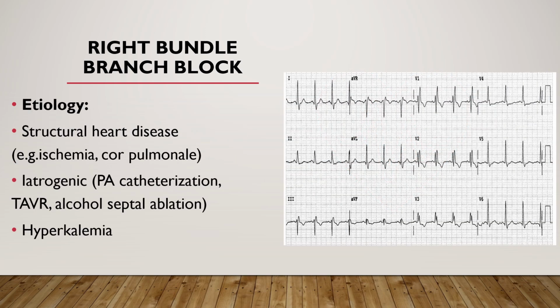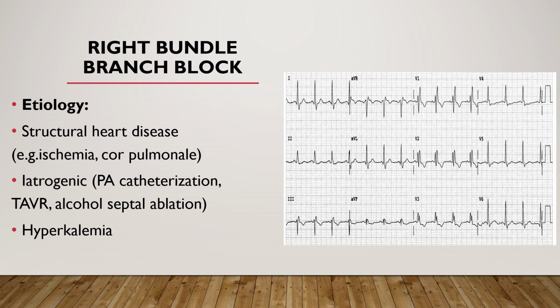What about the etiology of right bundle branch block? Think about structural heart disease, such as coronary ischemia, cor pulmonale, or respiratory disease causing right-sided heart strain, iatrogenic, such as during Swan catheter placement, TAVR-related or transcatheter aortic valve implantation procedures, alcohol septal ablation, for example, for patients with hypertrophic cardiomyopathy, and hyperkalemia.